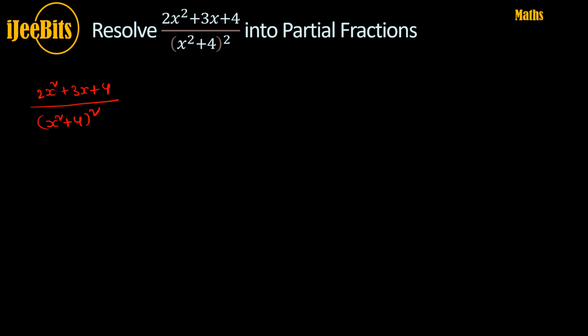And hence I can immediately remind myself of rule number 3. However, this irreducible factor repeats twice, so rule number 3 becomes rule number 4. So we apply rule number 4 here. Accordingly, rule number 4 means I have to start with ax plus b divided by x square plus 4, plus cx plus d divided by x square plus 4 whole square.